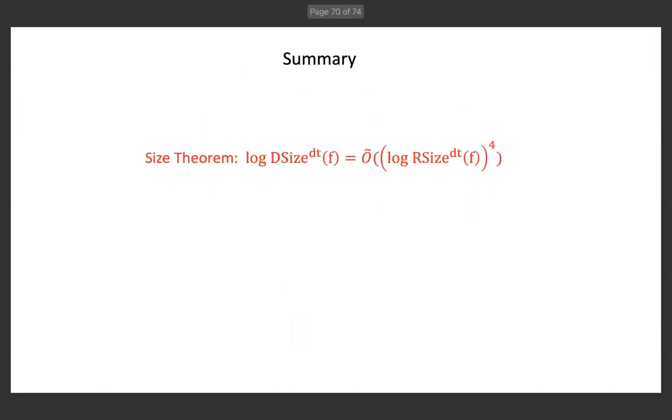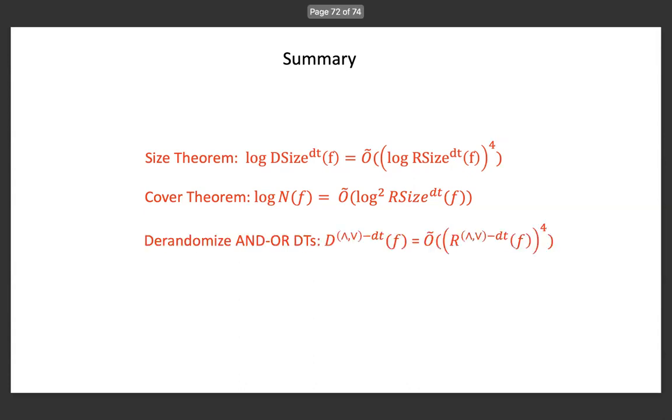Let me summarize our result. We established that the log of deterministic size is polynomially related to the log of randomized size. And en route to proving this theorem, we proved that the cover number provides a lower bound on randomized size. And using our size theorem, we de-randomized depth in AND/OR decision trees and in AND decision trees.